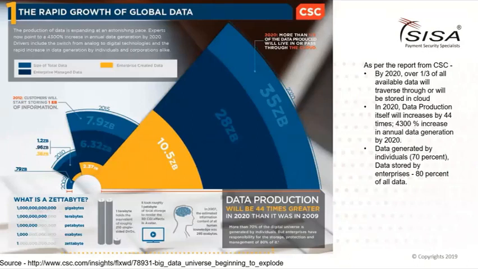And that's why they are saying that the data itself will be increasing by 4,300% in the annual generation by 2020. And the data generated by individuals will be 70%, and the data stored by enterprises will be 80% of all the data. Means the enterprises or organizations, like yours and mine, will be storing 80% of all the data which is available inside the market, which would be, we are talking about, a 35 zettabyte scale by 2020.